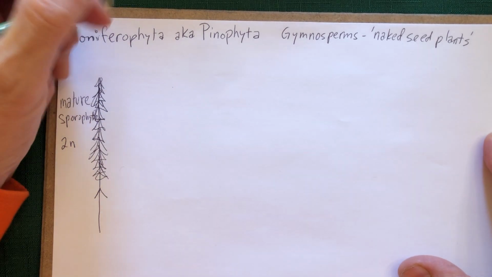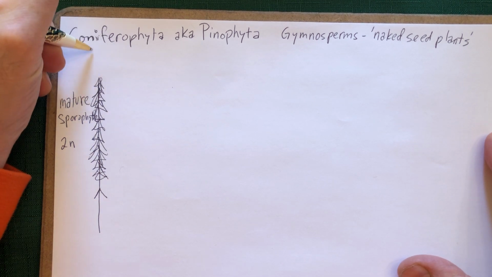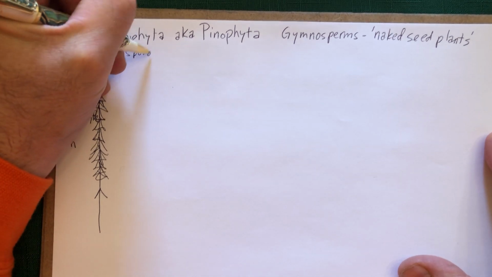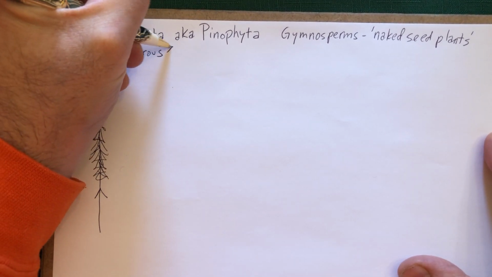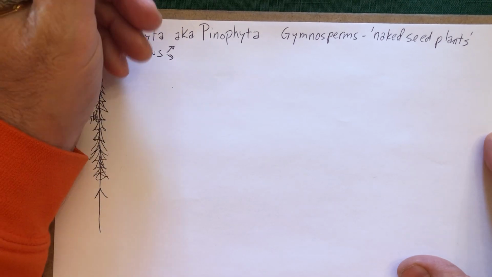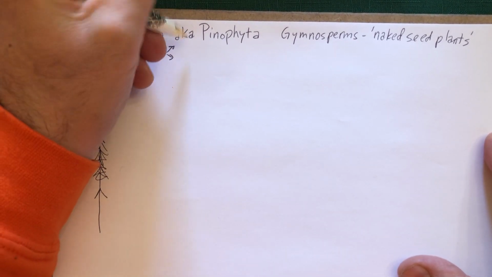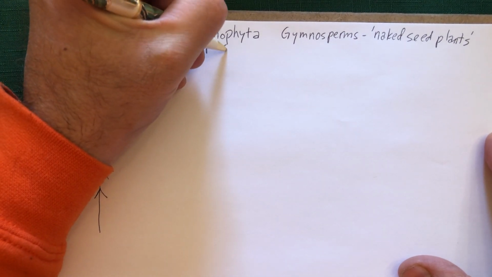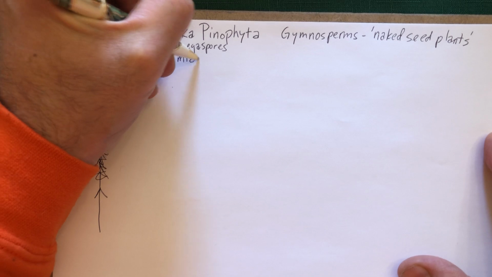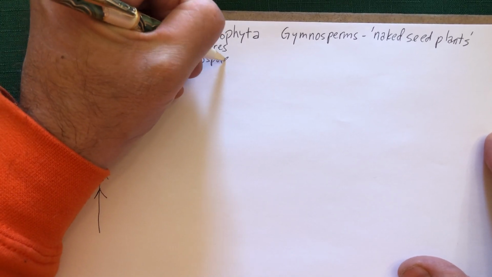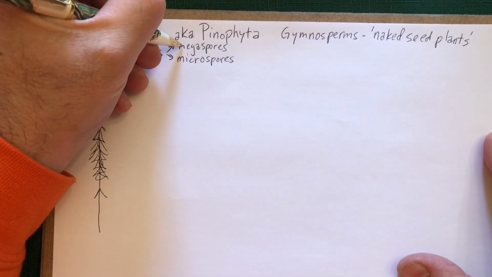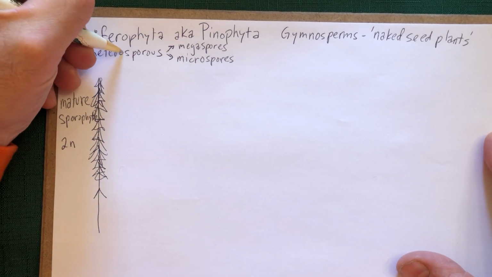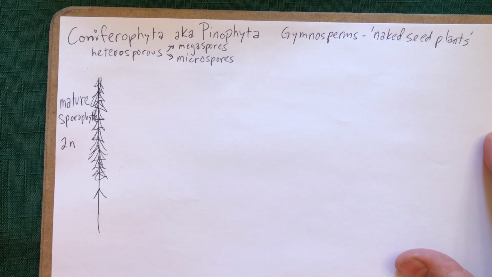Now, this is a seed plant, and all seed plants are heterosporous, meaning they make 2 types of spores, and only 2 types of spores in this case. We've got big spores, and we've got little spores, which are very conveniently called megaspores and microspores. And that's the function of the sporophyte, is to make these big and small spores.